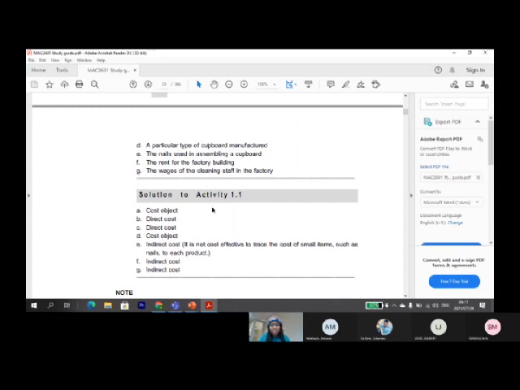So I'm not going to finish it all, but let's see E. E says the nails used to assemble that cupboard, that is an indirect cost, because small items like nails you won't see when you're looking at a desk. When you're looking at a desk, you will see the wood that's been used, but the nails are hardly identifiable. You have to literally look for them, so that makes it an indirect cost.